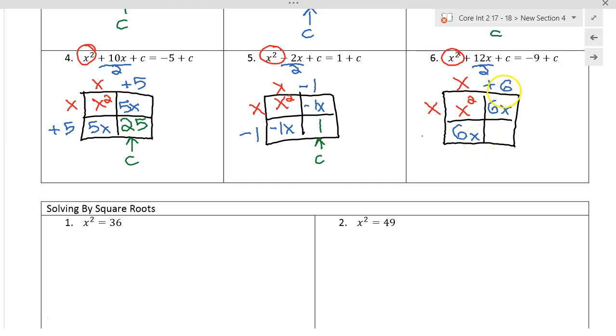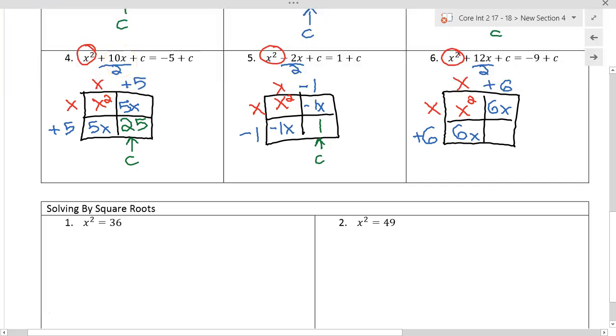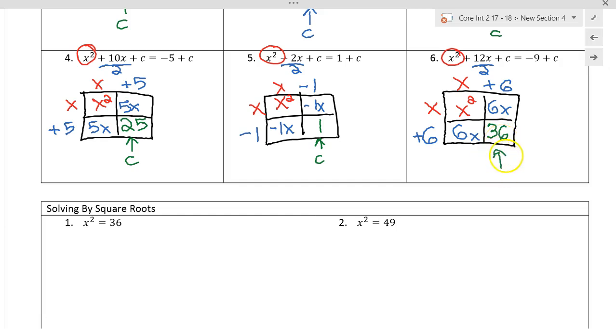X times positive 6 is 6x. 6 times 6 is 36. So 36 is my c value. Alright, so that is it for taking the square root.